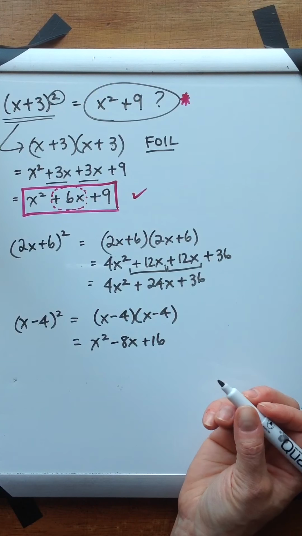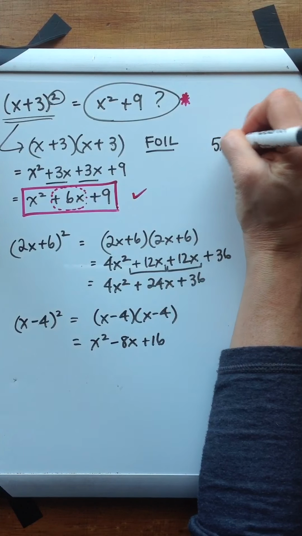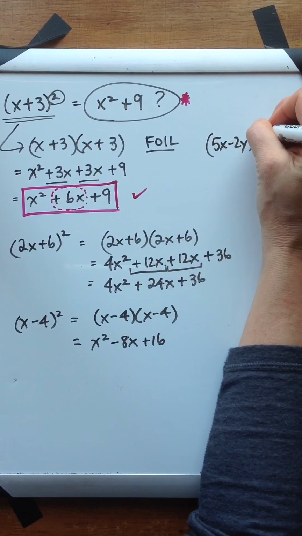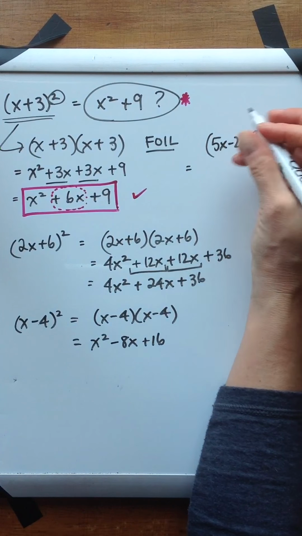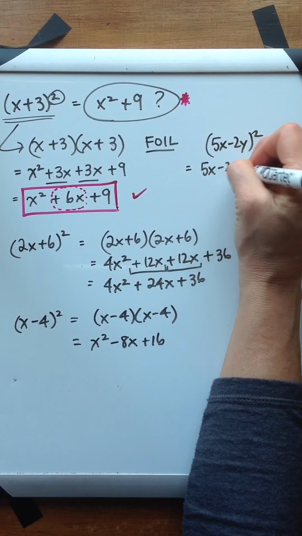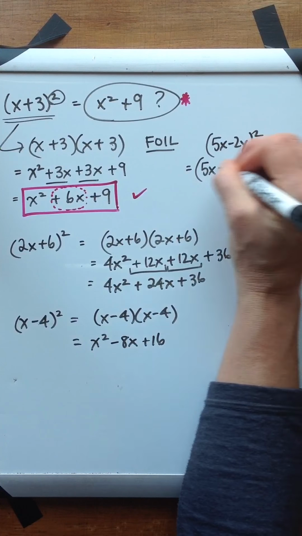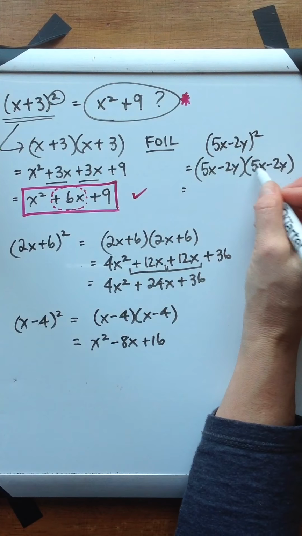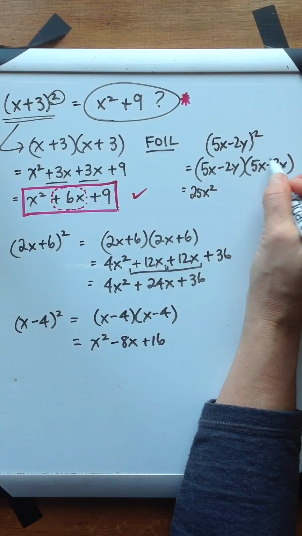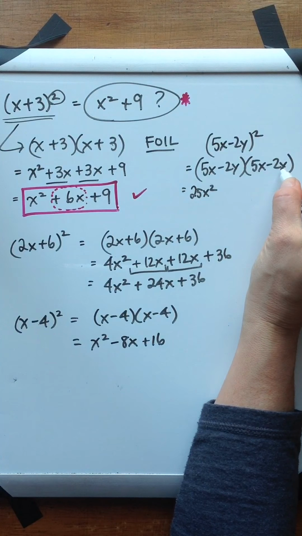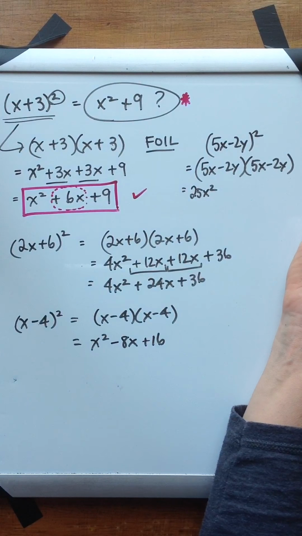All right, we want to look for some patterns after we try one more example. Let's do 5x minus 2y quantity squared. And again, you see this and you realize that means 5x minus 2y times itself, so that there are two of them, 1, 2. Our firsts give us 25x squared. Our outsides give us negative 10xy. So do the insides, negative 10xy.